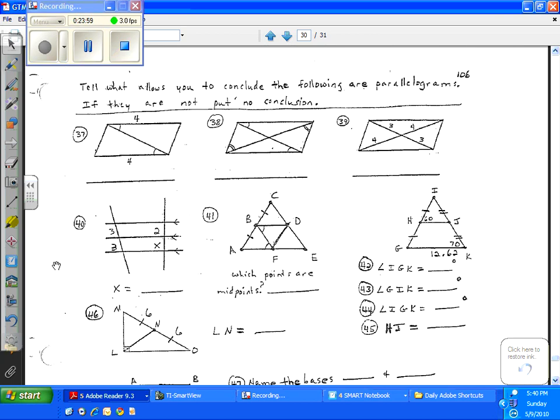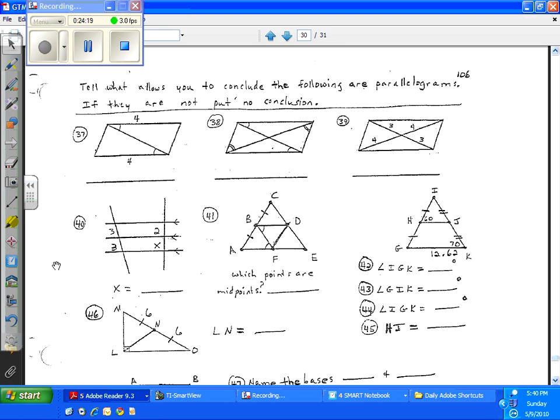The next says what allows us to conclude that the following are parallelograms. If we can't reach a conclusion, we'll put no conclusion. Now, remember how to prove that a quadrilateral is a parallelogram. Number one, both pairs of opposite sides are parallel.